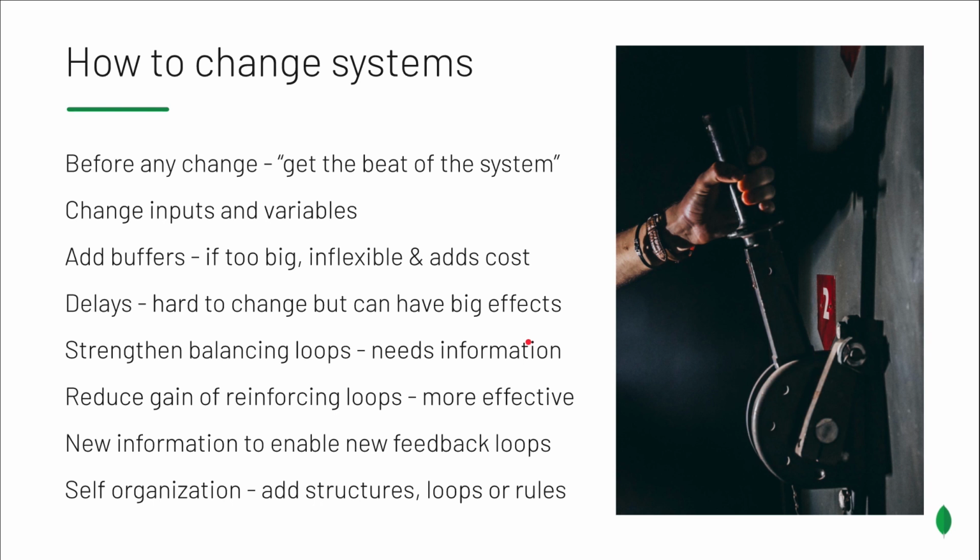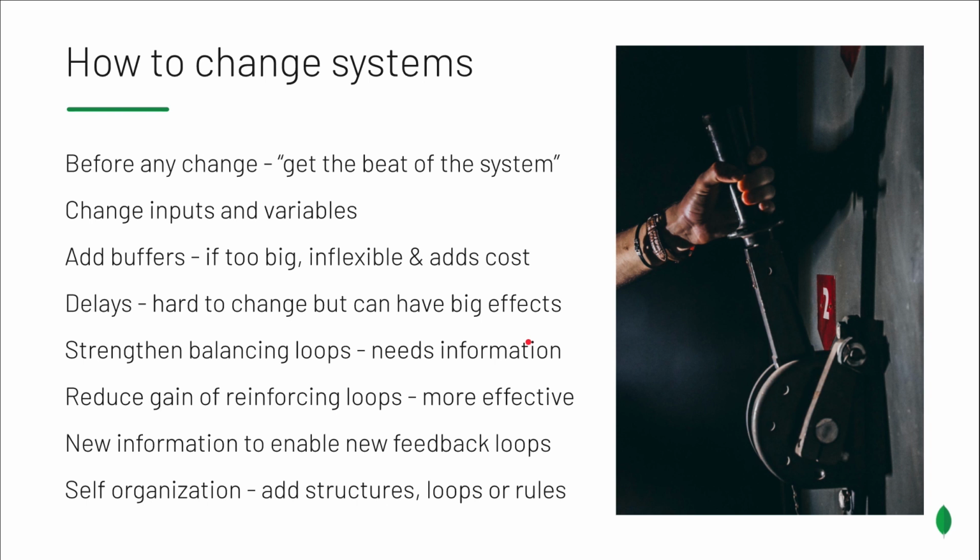So how do we change systems? First, before making any change, it's important to observe the system, to get the beat of the system essentially. You could change an input or a variable like the contact frequency that we saw in the pandemic model earlier. You could also add buffers for the stocks, but if the buffers are too big, it can make the system inflexible or add cost or complexity.